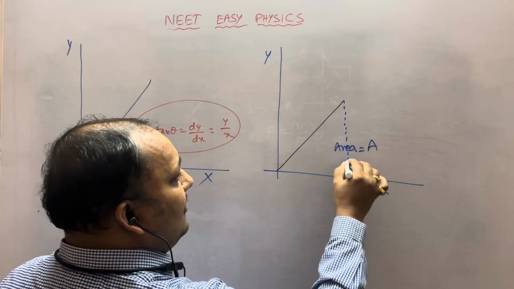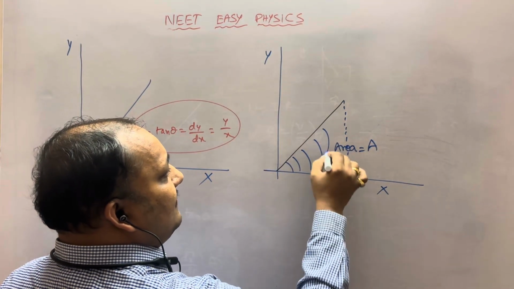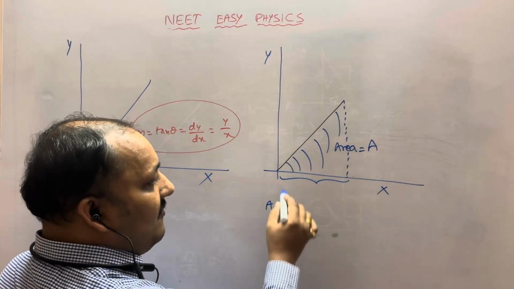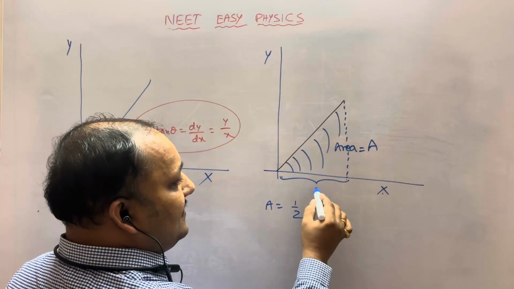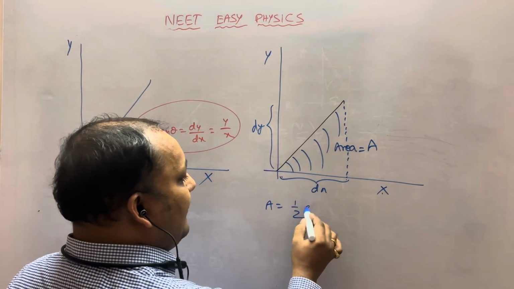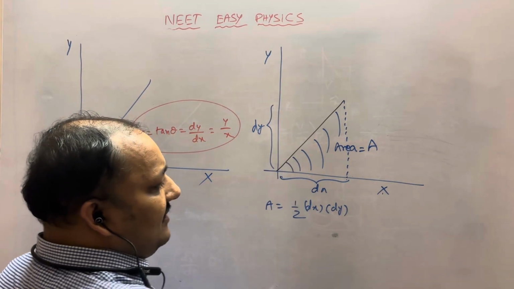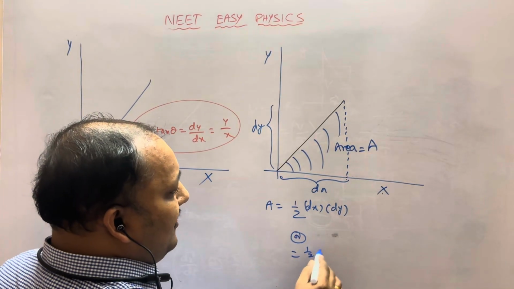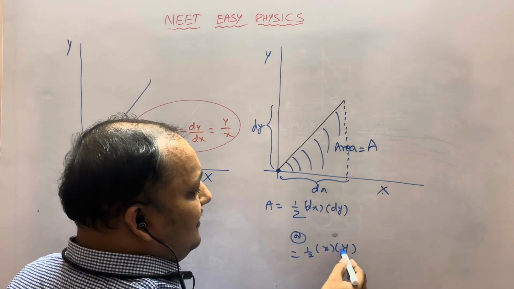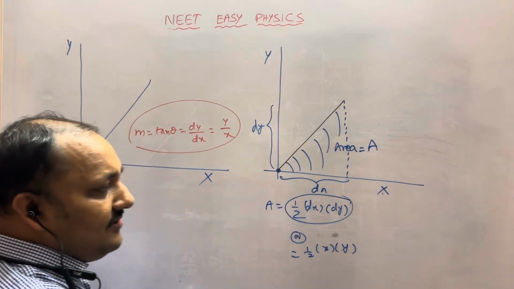Area under the graph. Let us assume this is a triangle shape. What is the area of this triangle? Half base into height. The base is dx and the height is dy, so half dx into dy, otherwise x into y. That depends on the data of the graph. If it is initially 0, you get x into y. If it is not initially 0, you get dx into dy.